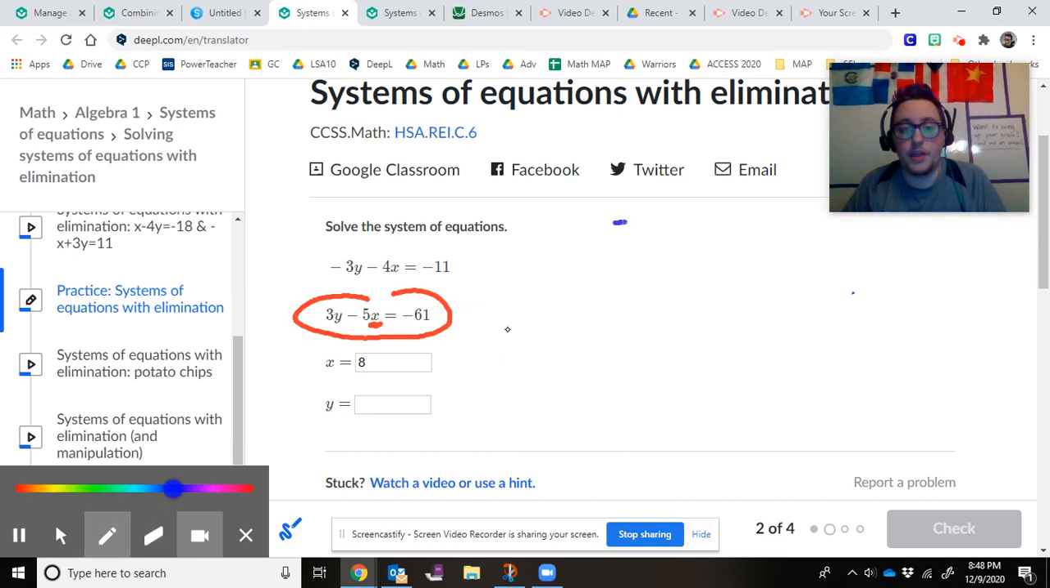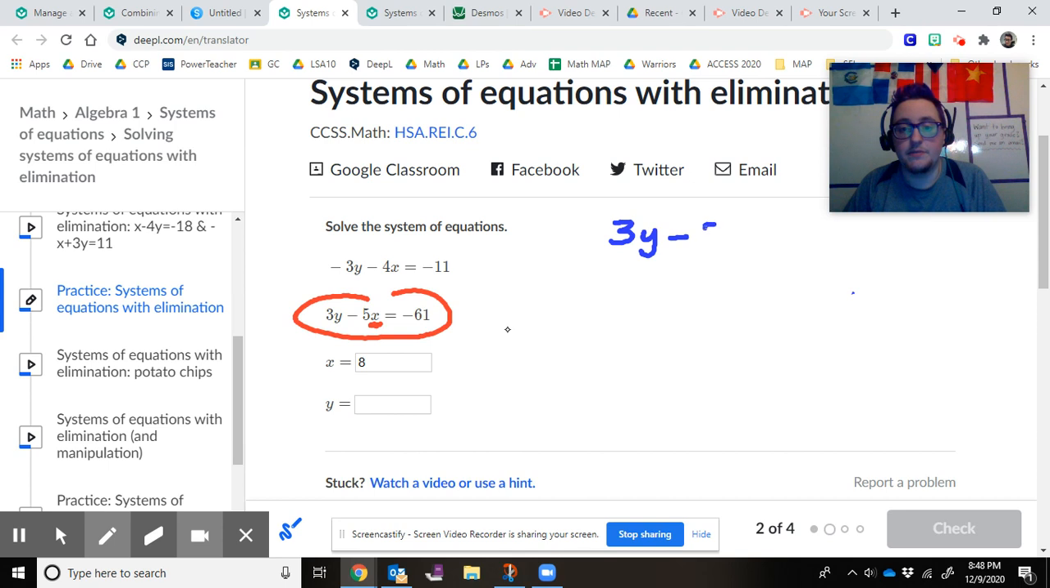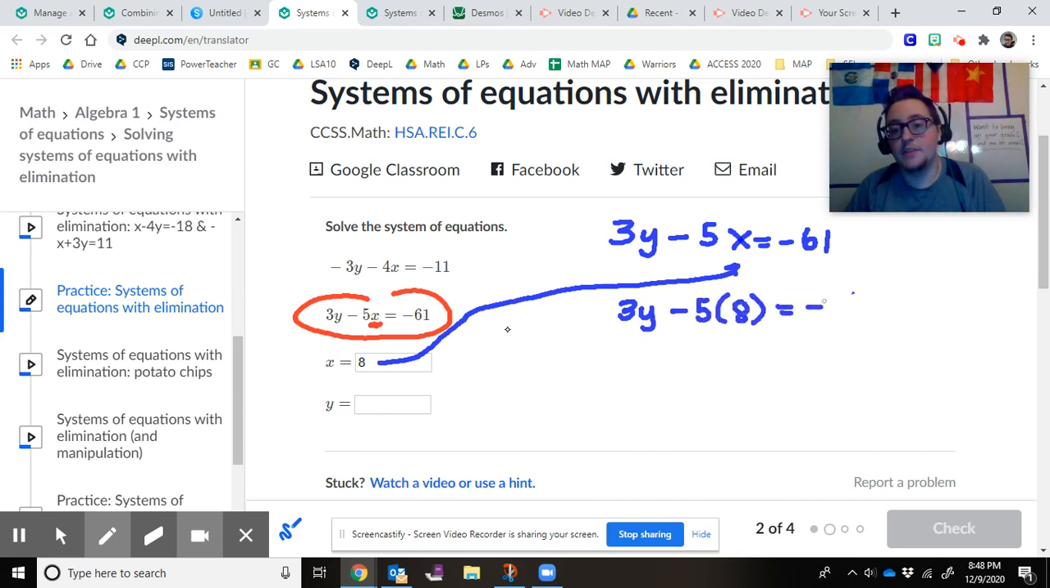All right, so I've got 3y minus 5x equals negative 61. And I'm going to put my x is 8 in where there's an x. So 3y minus 5 times 8 equals negative 61. If you use a calculator or you just know it off the top of your head, negative 5 times 8 is negative 40 equals negative 61. Getting ahead of myself.